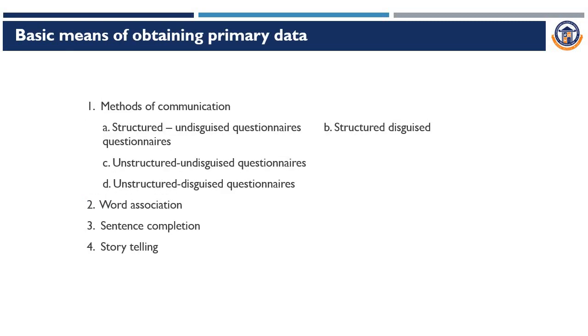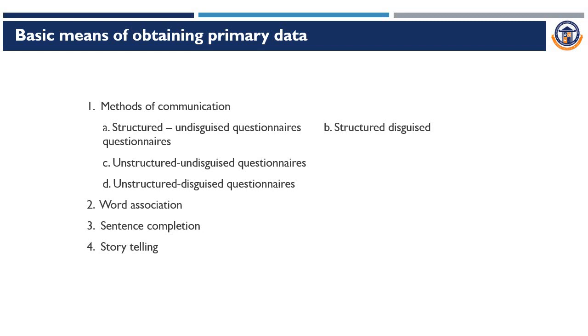The basic means of obtaining primary data is methods of communication: structured undisguised questionnaires, structured disguised questionnaires, unstructured undisguised questionnaires, and unstructured disguised questionnaires. These are all the questionnaire methods which can be used to communicate or to collect the primary data. A structured and undisguised questionnaire is one that is structured and organized logically, with clarity on the words or terminologies used in it. Such a questionnaire is called structured undisguised.